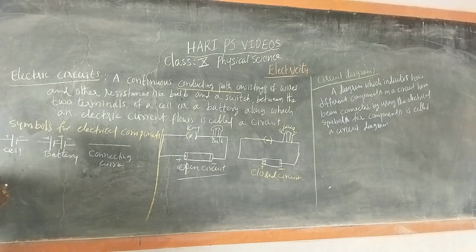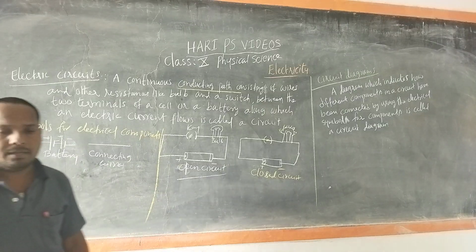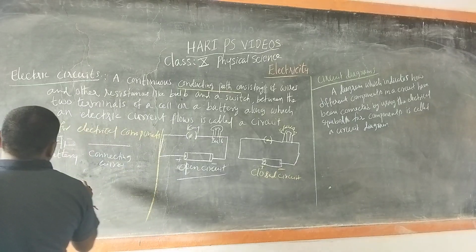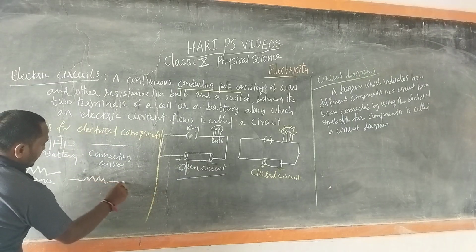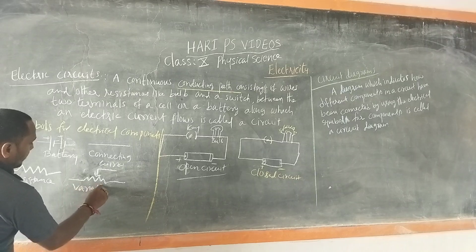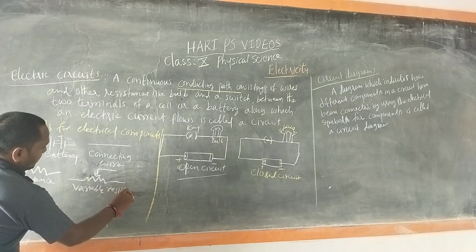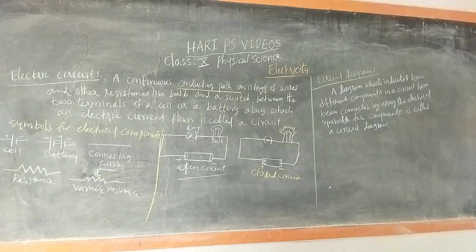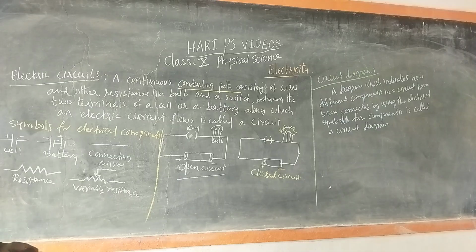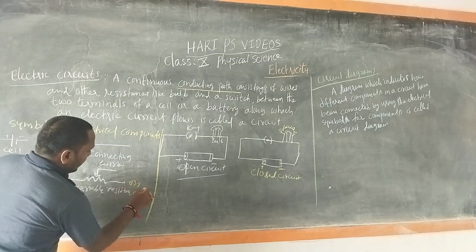Then resistance. Here I am going to some important ones. This is the symbol for resistance, the fixed resistance. Then variable resistance: this is for variable resistance, or sometimes it is also drawn like this.